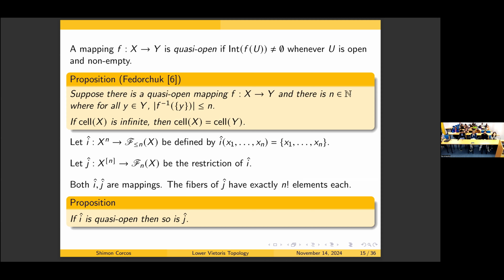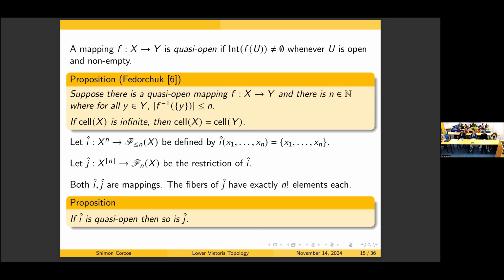When Vietoris proved his results on cellularity in the Vietoris topology, he considered these mappings. So here I hat is the map from the nth power of X to the symmetric nth product, which sends a point of n coordinates to the set containing those points. And we consider as well the restriction of that map to the augmented nth power, where the image is the set of all n element subsets. Both of these are mappings, and the fibers of J hat have exactly n factorial elements each.